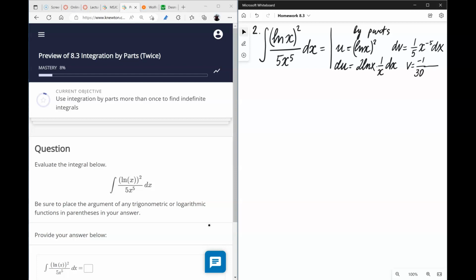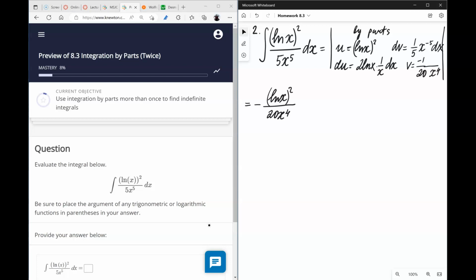we're going to have x to the negative 6, so it's going to be negative 1 over 30 x to the negative, we're actually adding 1, right? So it's going to be x to the negative 4, divided by negative 4, which is where the negative 1 over 20 will come from. And that's my setup. Now let's plug everything in. So we have negative ln of x squared over 20x to the 4, that's my uv, minus v du.